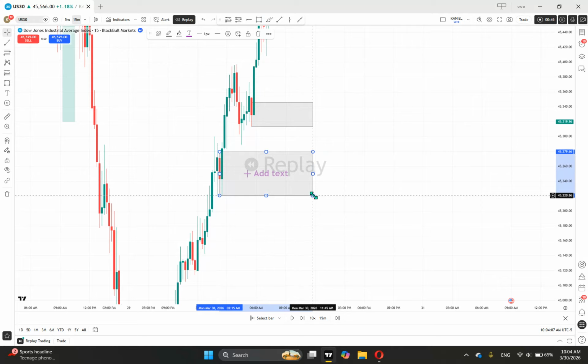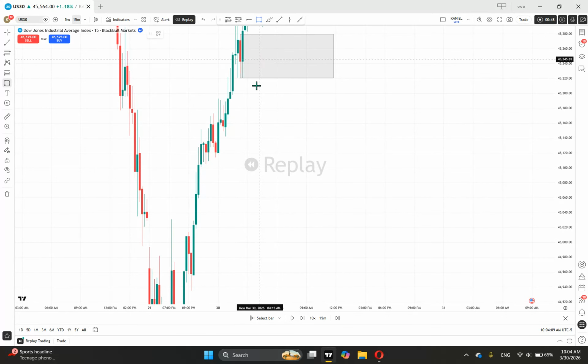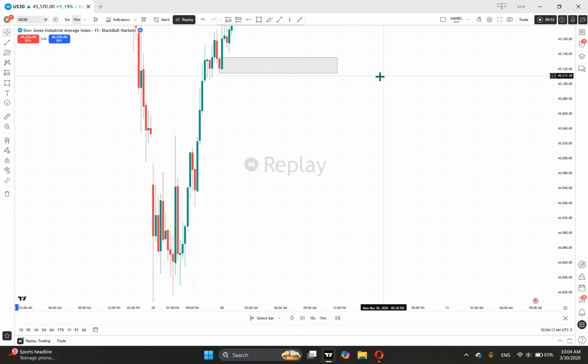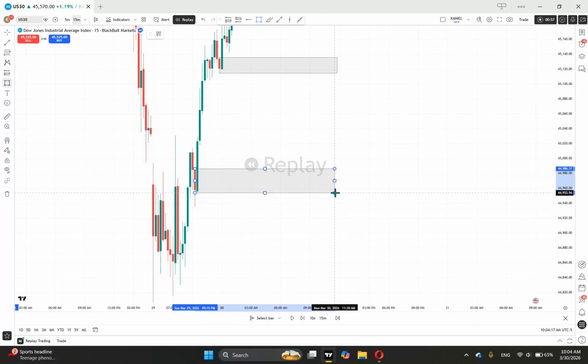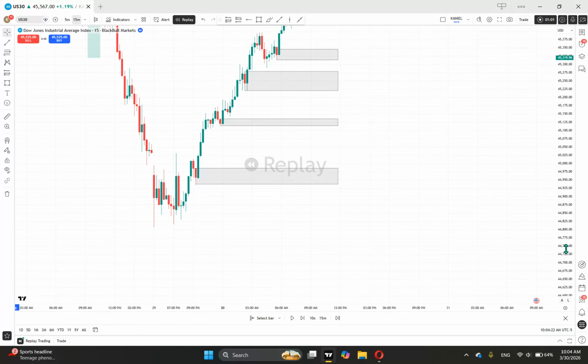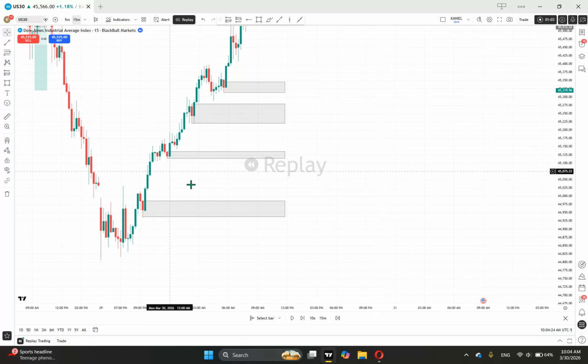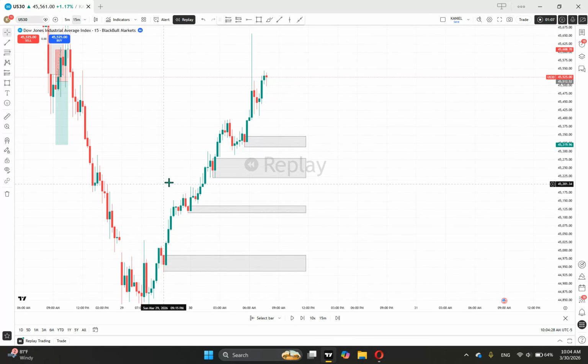Right here, right here. So how do I know that these are demand zones? All of them have a gap attached to the zone, and as of now, all of them have a break of structure. It's either a minor or a major break of structure that I'm seeing.